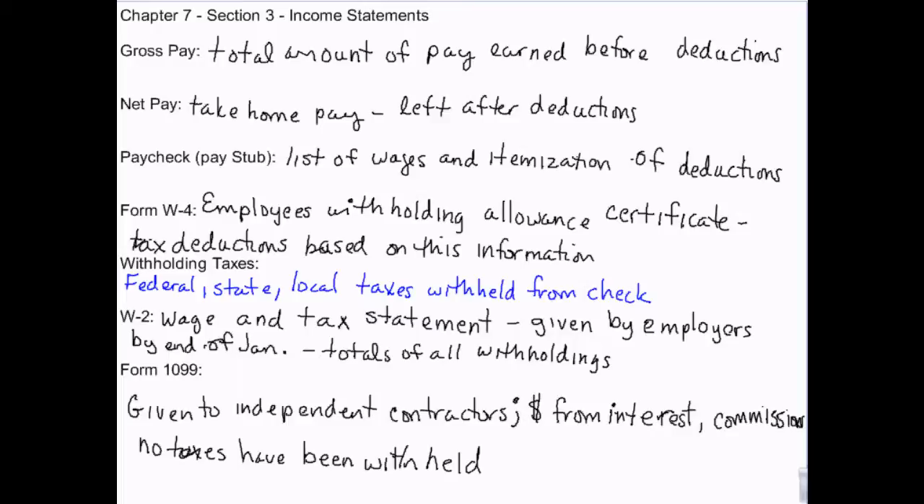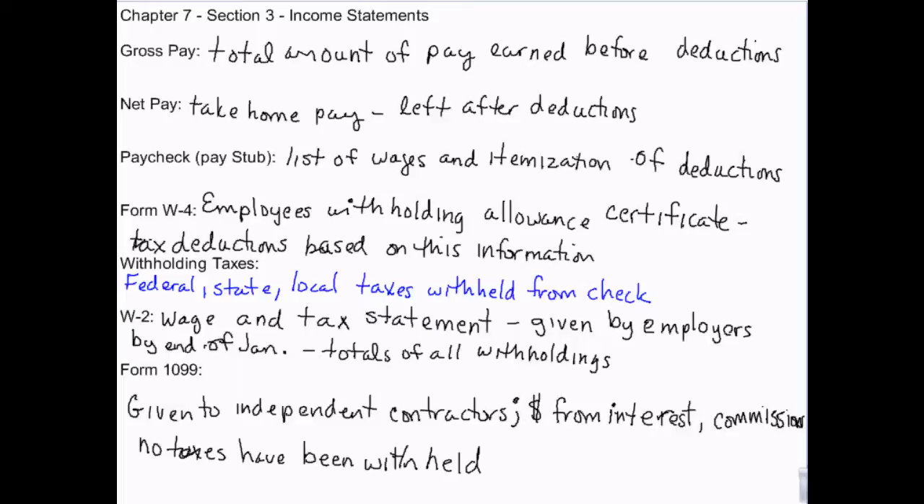You get a pay stub. Your employer is legally required to supply you with a pay stub. It does not have to be a physical paper pay stub, though. It can be electronic. It has a list of your wages and then a list of all of your deductions. And they have to be on there. So if they're taking money out of your check, the reason they took it out has to be listed on the pay stub.